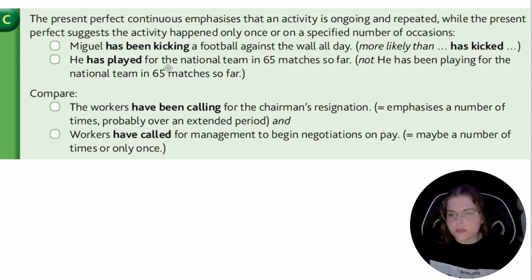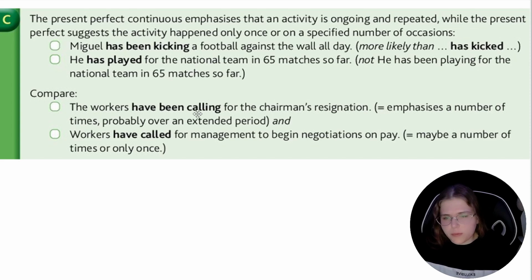Then he has played for the national team. A question to you, because yesterday we discussed these points, and this is very important that we have to say nation, but national, yeah. He has played for the national team in 65 matches so far. Not he has been playing, because 65 matches. I think it's clear.